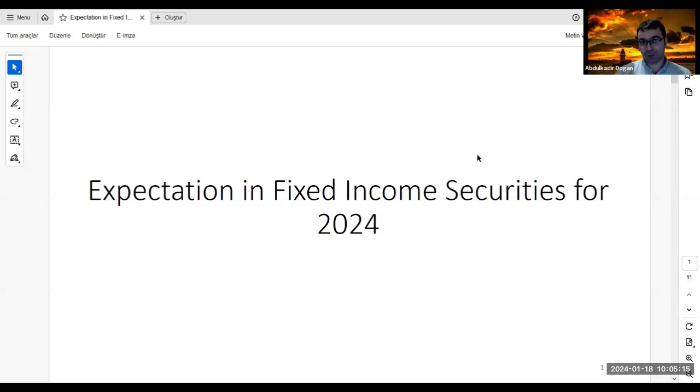So I'm sure most of the participants know what we mean by fixed income securities, but for those who don't, I will make a brief introduction and definition. In the financial market, we have lots of different tools and investment strategies. We can put our money in cash. You can bring your money to the bank as a cash deposit account.